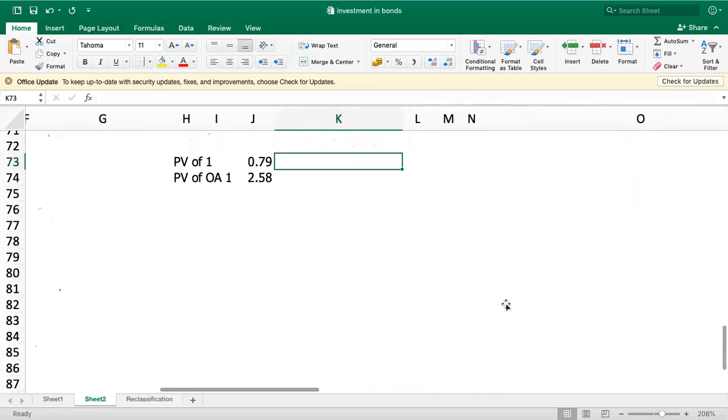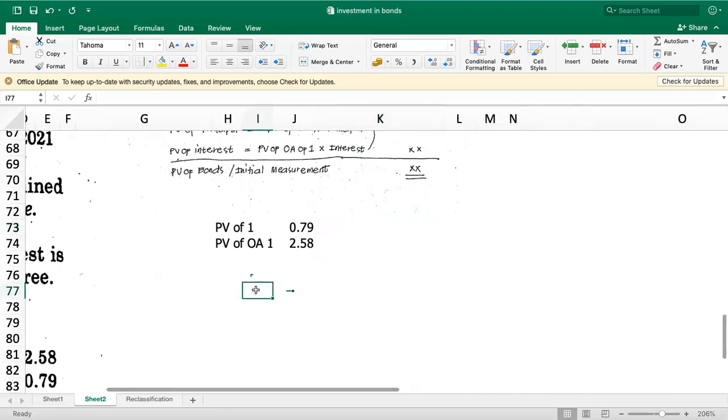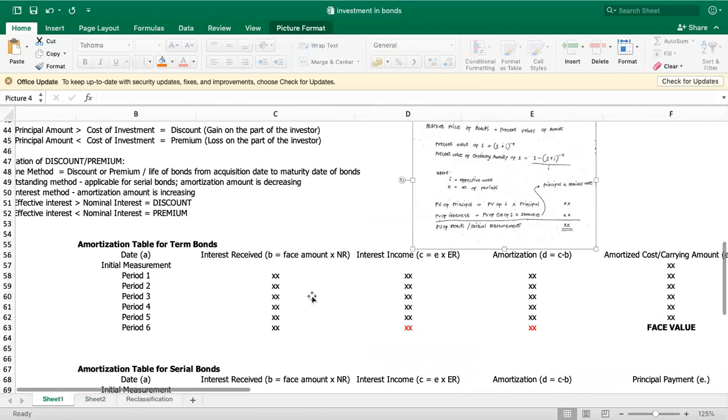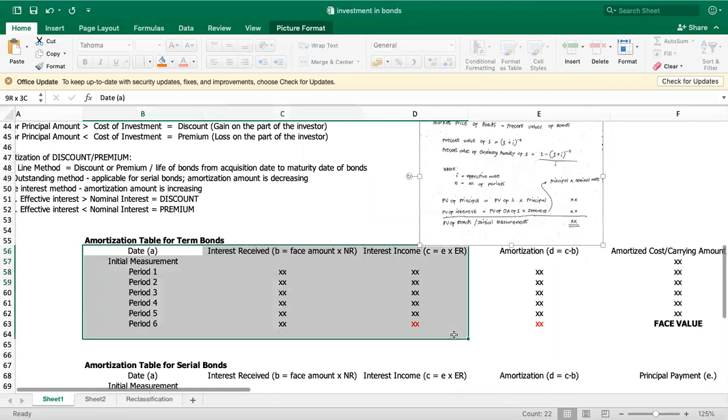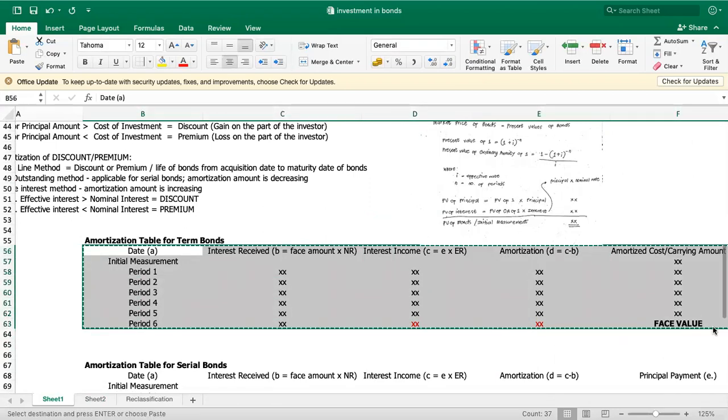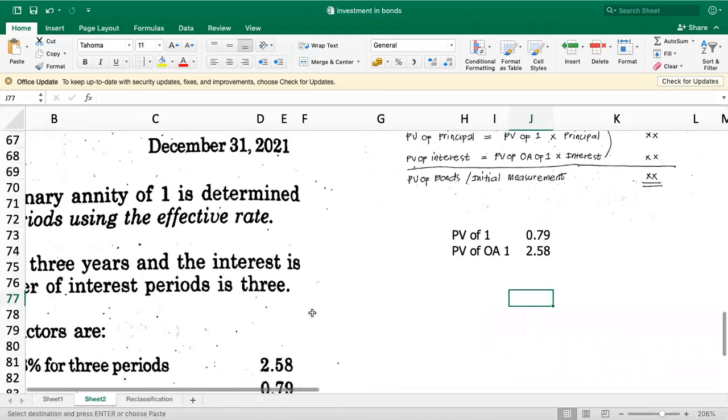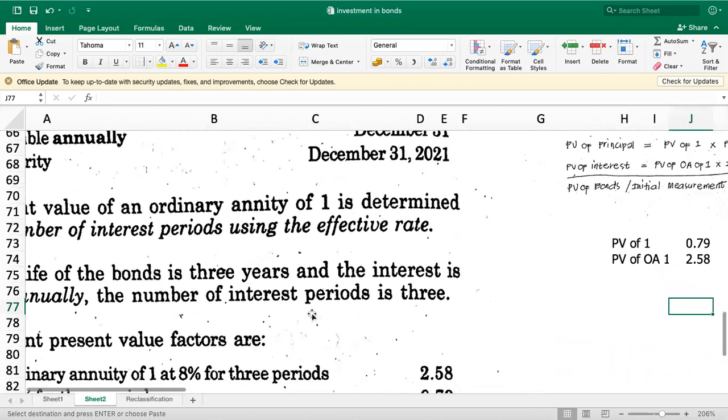Okay, if we prepare the amortization table, di ba, you have the date. Let's just copy na lang dito. This is a term bonds, di ba? Hindi to serial bonds because di ba, walang sinabi dito na every year we can collect.